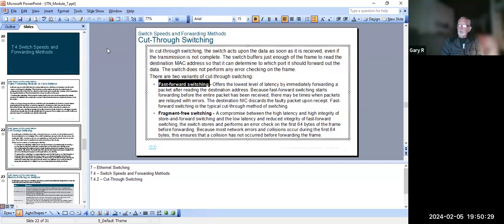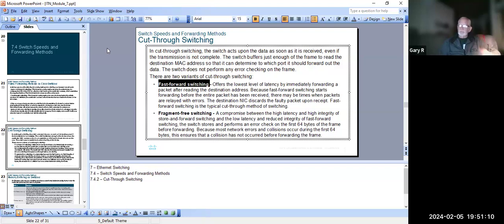It would be forwarding a fragment because it's not getting a full 64 bits. With fragment-free switching, the switch does at least get the first 64 bits. It still is going to do a fast forward based upon the destination MAC address, but it's not going to actually forward until it's made sure that it's got 64 bits. At that point, the switch knows that in fact, there wasn't a collision if everything is running at specifications, but it doesn't know whether or not there was an error on some other part of the frame. So it could be forwarding a frame that has an error in it, but it will not be forwarding a frame that has been the result of a collision.